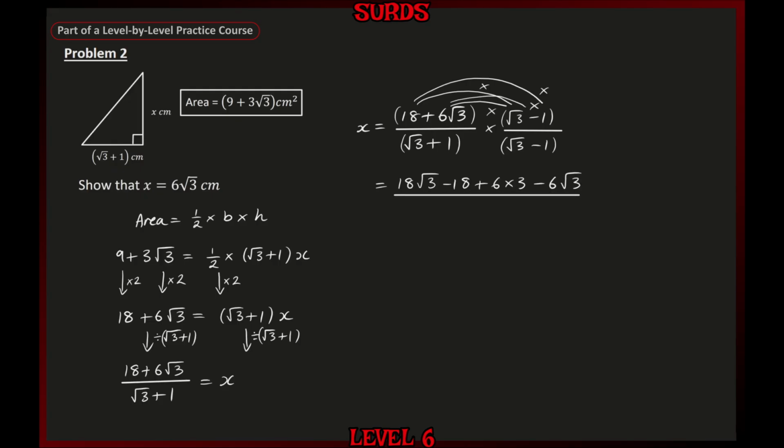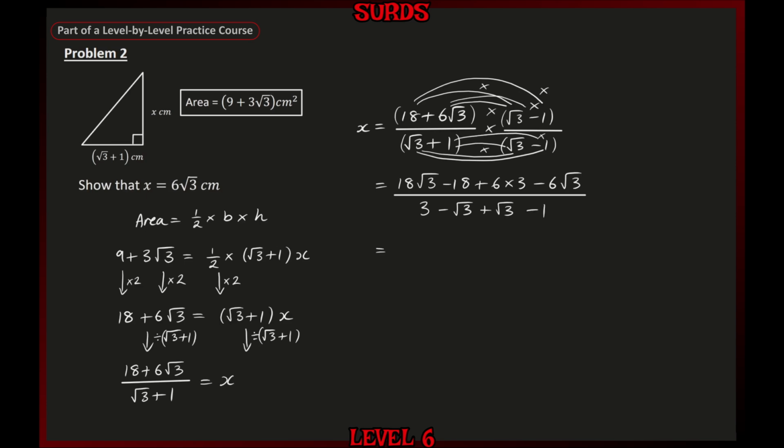We're also going to expand on the denominator. So we have root 3 times root 3, which is just 3. Root 3 times minus 1 is minus 1 root 3, or just minus root 3. Next, we have 1 times root 3, which is plus root 3. And finally, 1 times minus 1 is minus 1.